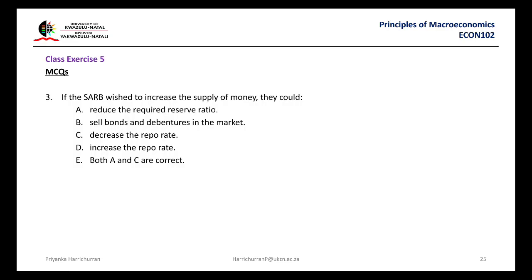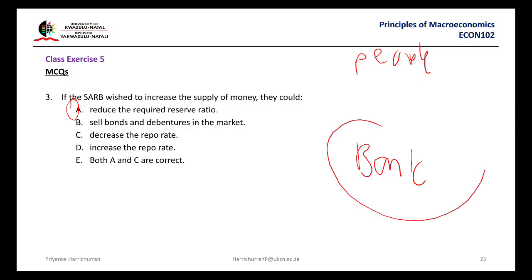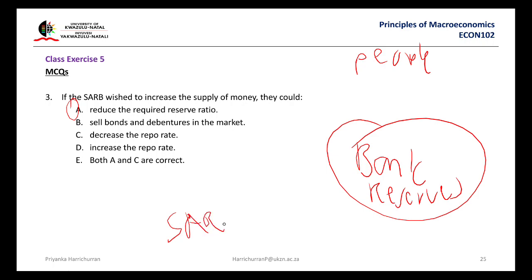They could reduce the reserve ratio. If you picture it, the bank has all its money in the reserves. SARB is the South African Reserve Bank, and this person over here is the king, in charge of this bank. So if SARB wishes to increase the supply of money to people, it will tell the banks, listen here, hold less reserve. That means the banks have to give out more money to people.